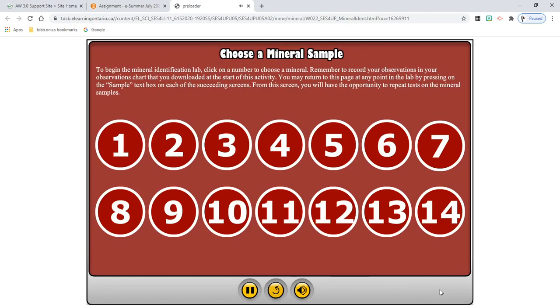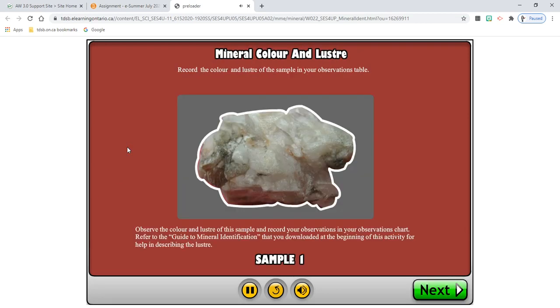Choose a mineral sample. To begin the mineral identification lab, click on a number to choose a mineral. Color and luster. Observe the color and luster of the sample and record your observations in your observations chart. Refer to the guide to mineral identification that you downloaded at the beginning of this activity for help in describing the luster.